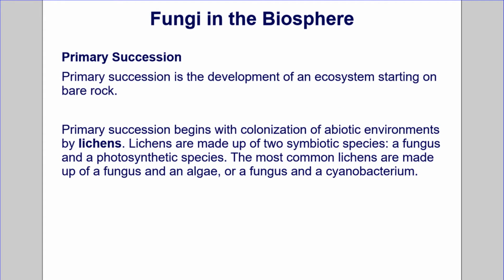Fungi in the Biosphere. Primary succession. Primary succession is the development of an ecosystem starting on bare rock. Primary succession begins with colonization of abiotic environments by lichens. Lichens are made up of two symbiotic species, a fungus and a photosynthetic species. The most common lichens are made up of a fungus and an alga, or a fungus and a cyanobacterium.